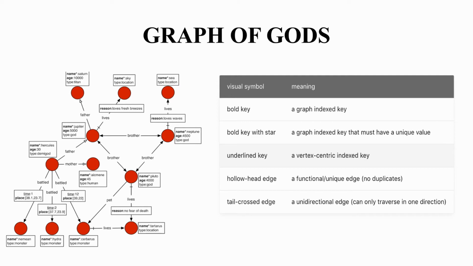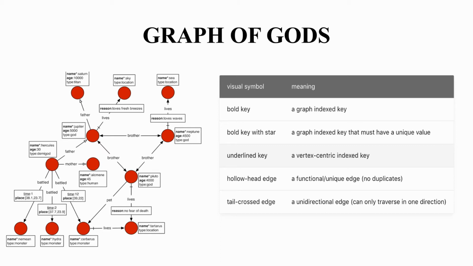Let me explain the components of this graph before going to the practical example. The bold keys are shown on each vertex, that is, each red circle. For example, let's take Saturn. In Saturn, the name and age are in bold, which is nothing but the index key for that particular vertex. And the name alone has a star, which means that index key has a unique value.